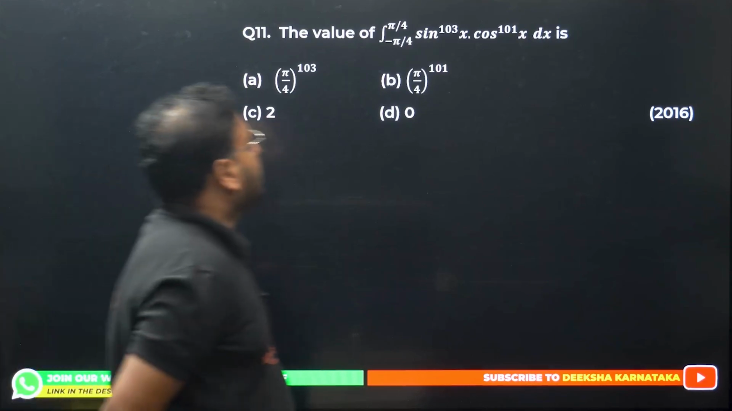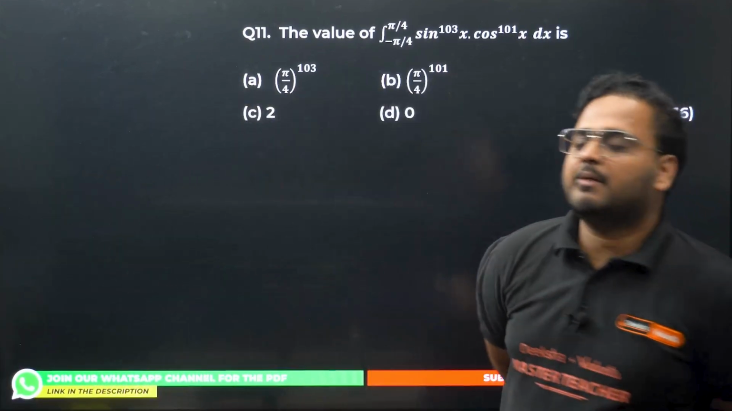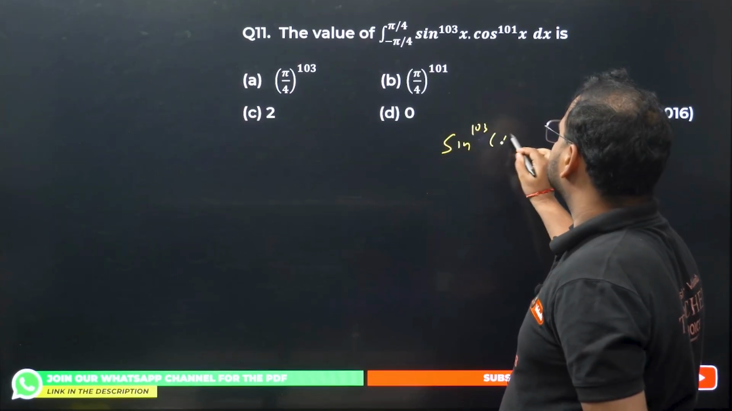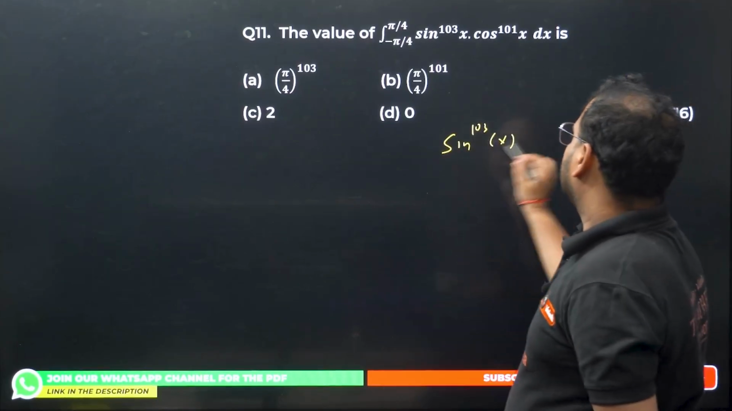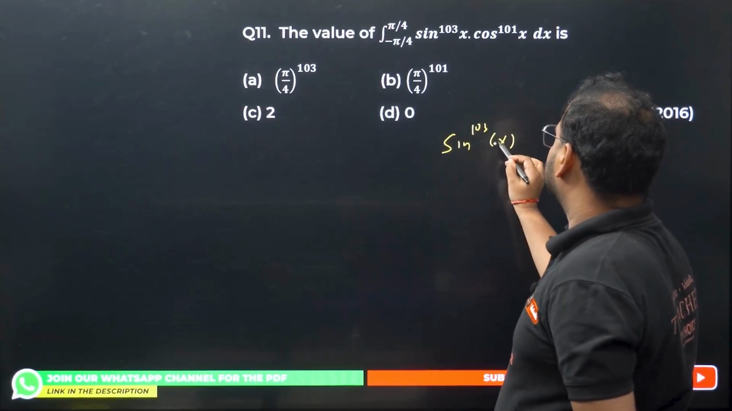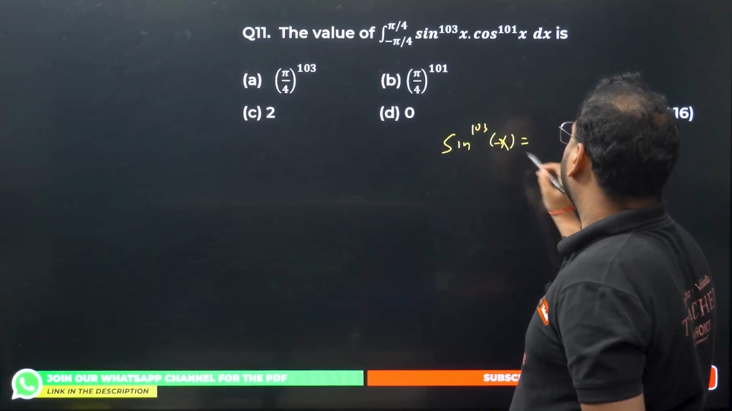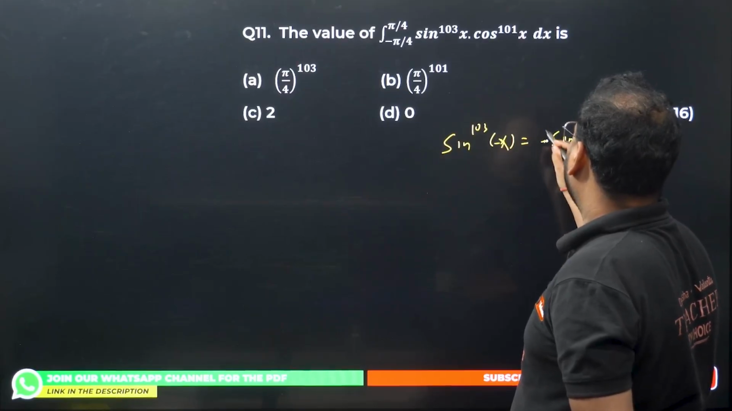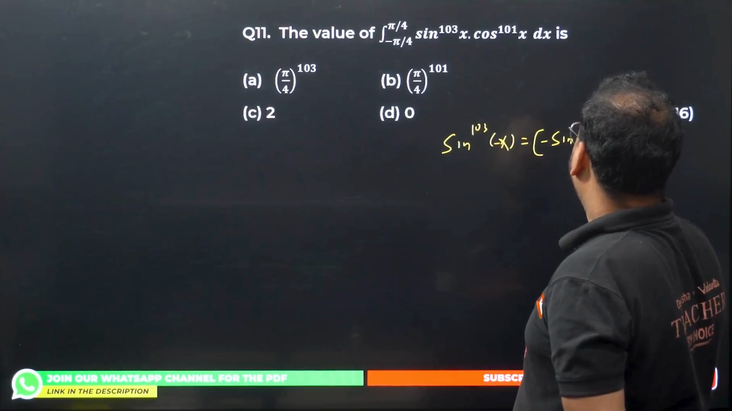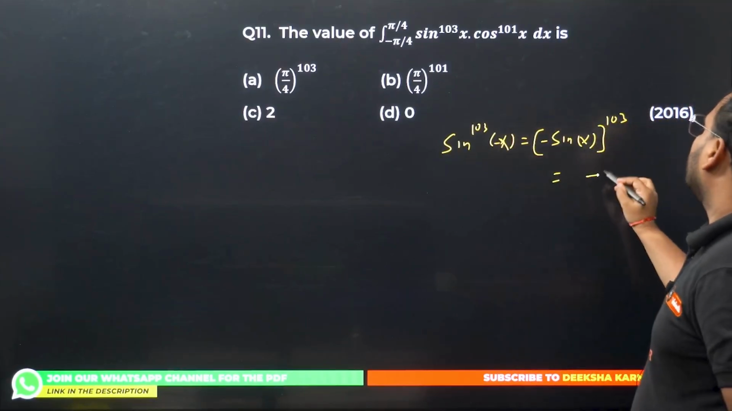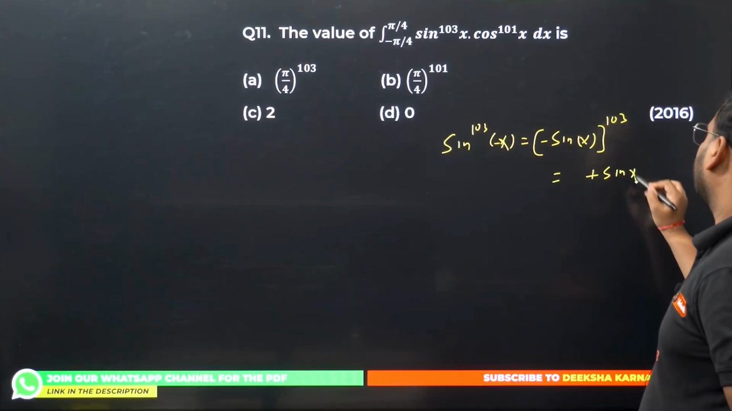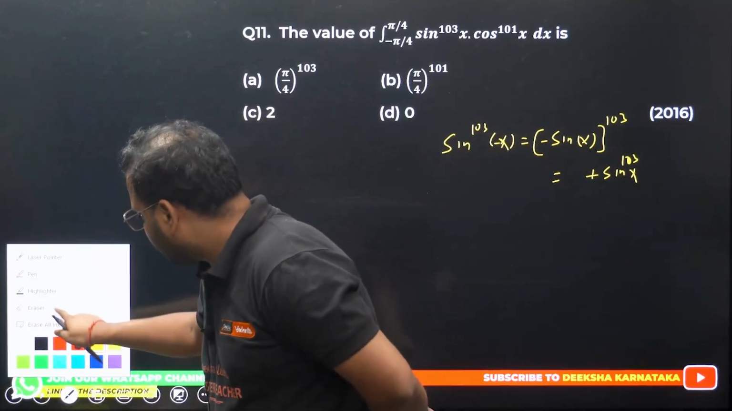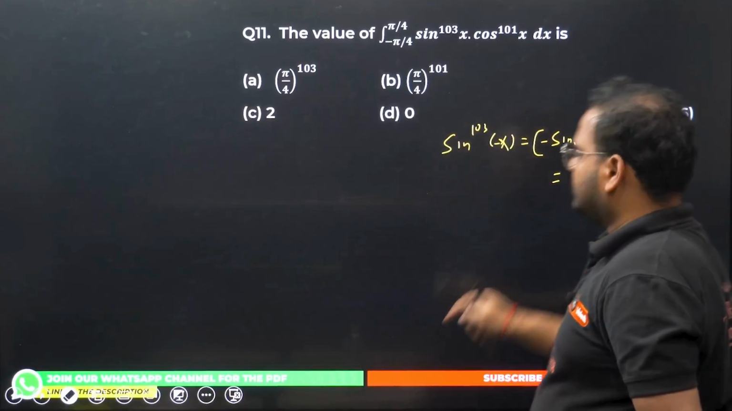Question number 11 now. Integral from minus pi by 4 to pi by 4, sine power 103 x. Is sine power 103 x odd or even? Odd. Take this as minus x. Sine of minus x, the power outside is 103, an odd power, so it will become a minus sign, not plus. My bad. This will become a minus sign.